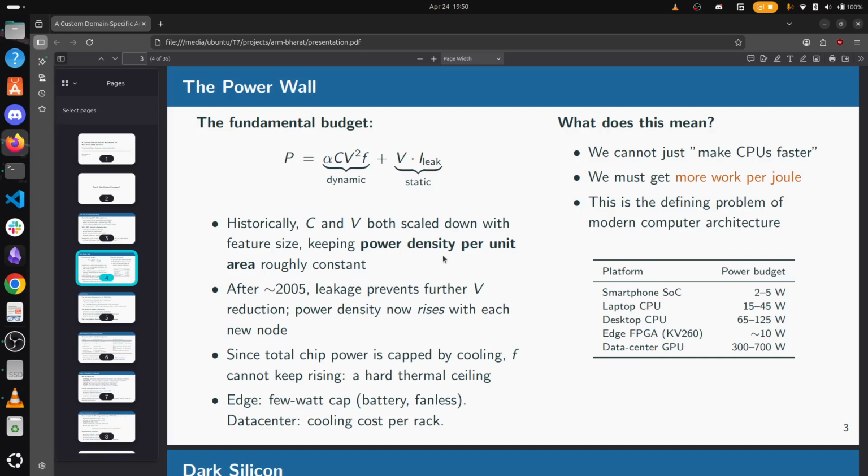Once we reduce the transistor beyond a particular size, there is too much leakage current and the power density does not reduce even if you reduce the transistor size. This means if you try to add more transistors or if you try to increase the frequency of the clock, the power consumption will increase linearly. This is especially problematic if you are trying to create chips for smartphones and laptops because they have a very limited power budget.